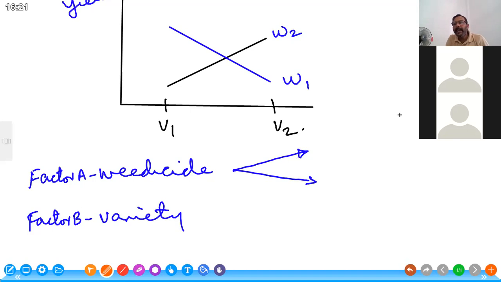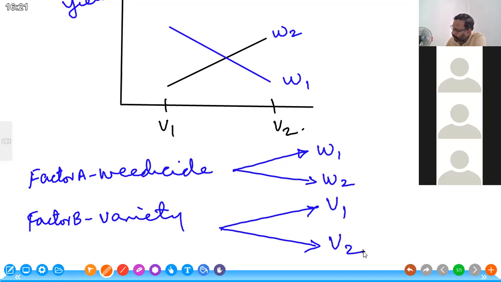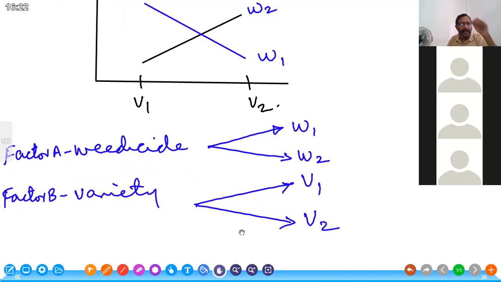How many we decides are there? Anyone? How many we decides are there? Two. What are those? W1 and W2. 2 we decides are there. Similarly, how many varieties are there? V1 and V2. In this example, you can have any variety, any we decide, right? Any variety and any we decides are possible.